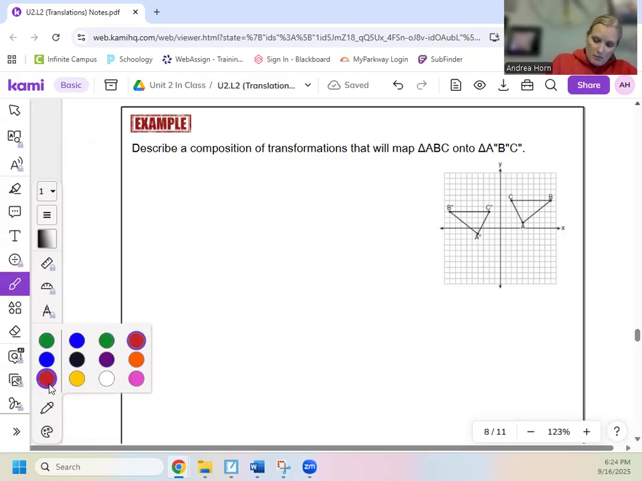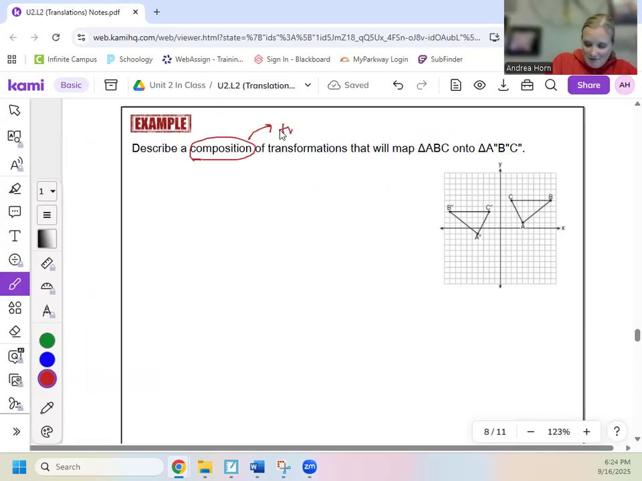So a couple things I want to point out. First of all, I say a composition, so that means it needs to have two or more transformations. Okay, so I want to describe it. I don't want to describe it in one transformation. Second of all, it says that it'll map triangle ABC onto A double prime, B double prime, C double prime. Now, since it's the primes, we know what goes with what, okay?